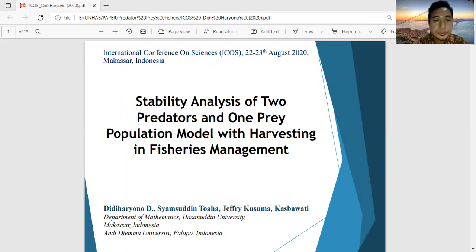Ladies and gentlemen, I will present my paper with the title, Stability Analysis of Two Predators and One Prey Population Model with Harvesting in Fisheries Management, by Didiharyono, Syamsuddin Toaha, Jeffry Kusuma, and Kasbawati, with affiliations Department of Mathematics, Hasanuddin University, Makassar, Indonesia, and Andi Djemma University, Palopo, Indonesia.